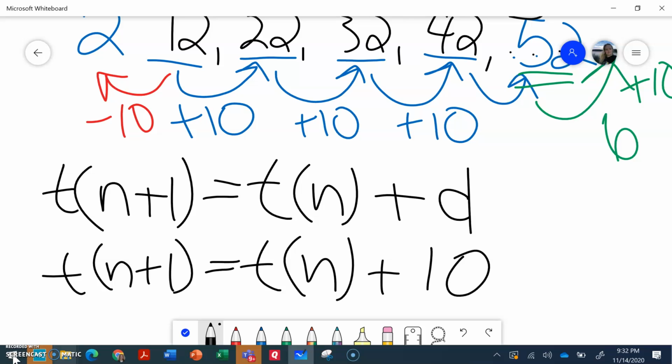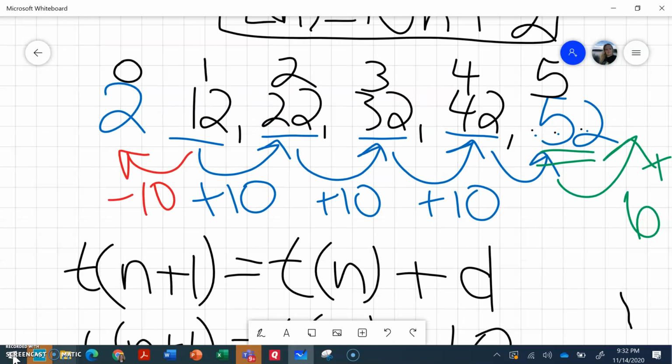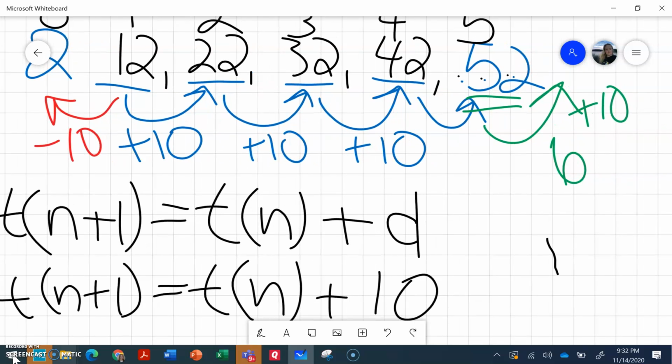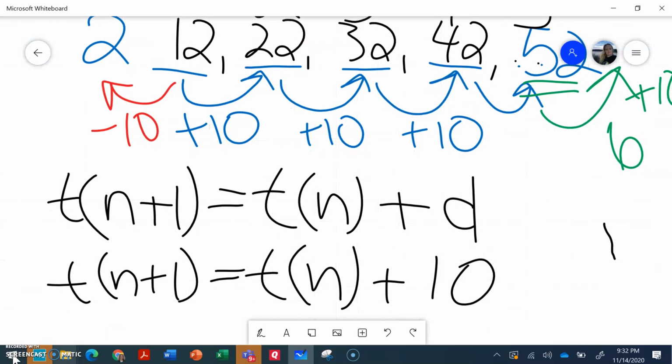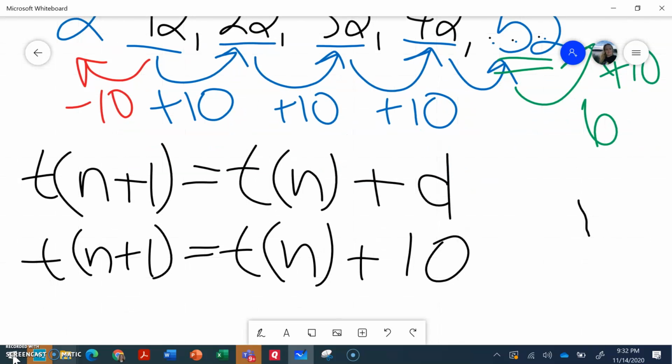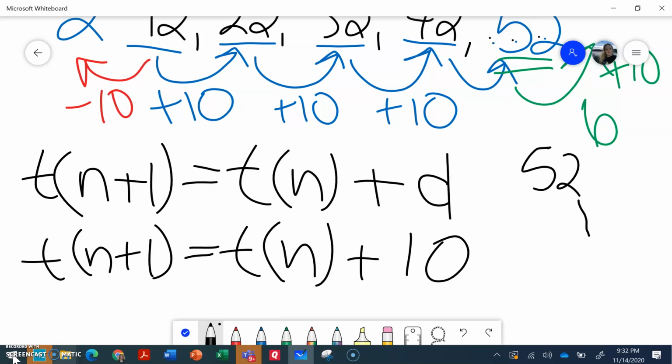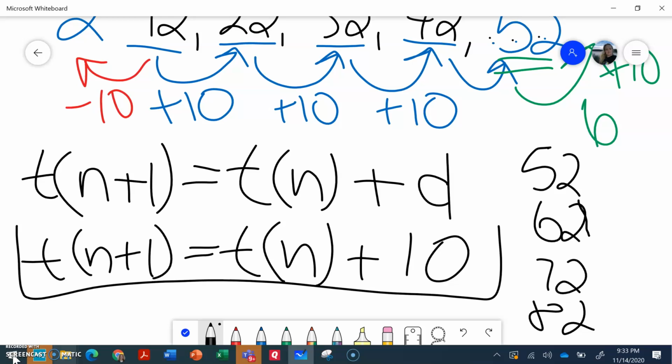It really is that simple to write the formula, but the formula is limited in what it can tell us because it requires us to know every term prior to the one we want. So if I wanted the 100th term in the sequence and I had this formula, I would have to count and do the pattern. Okay, it's 52, it's 62, it's 72, it's 82, and I would have to go up until I reached 100. But that is my recursive formula.